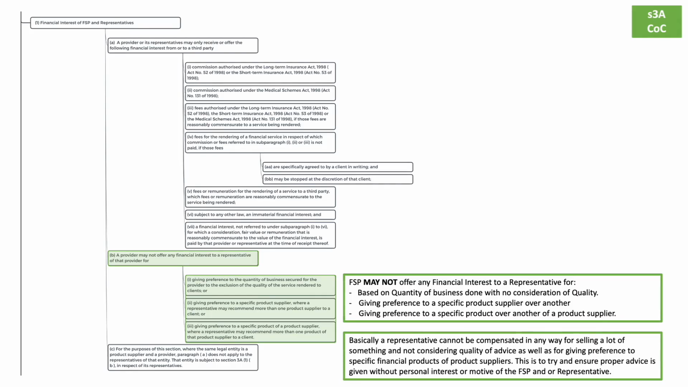Basically, a representative cannot be compensated in any way for selling a lot of financial products without considering the quality of advice, as well as giving preference to specific financial products of specific product suppliers or product providers. This is to ensure proper advice is given without personal interest or motive of the FSP and or representative.